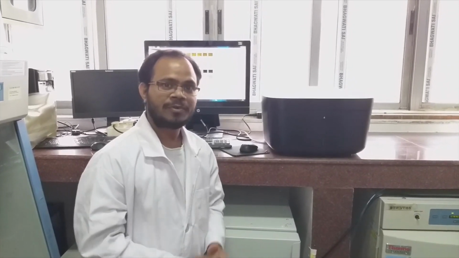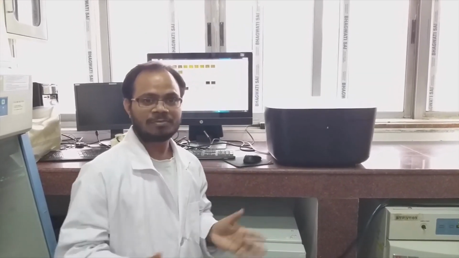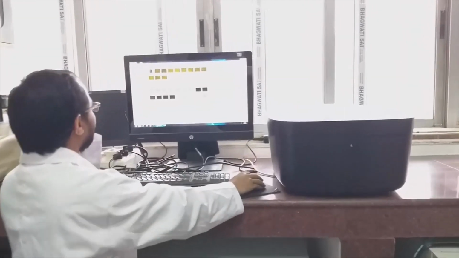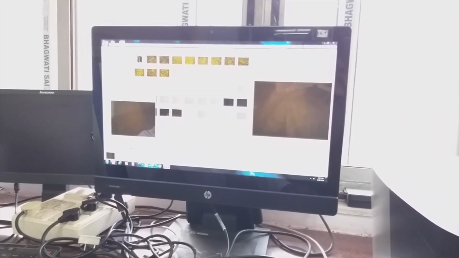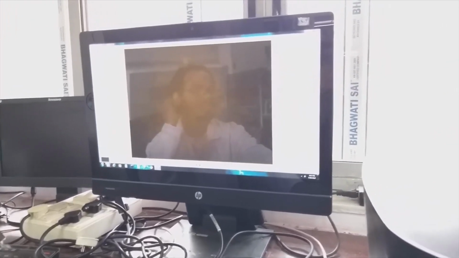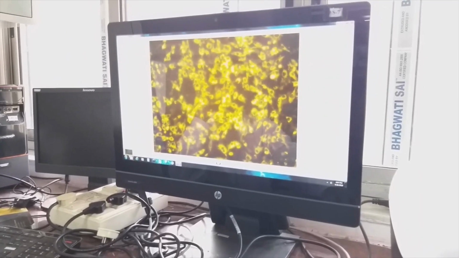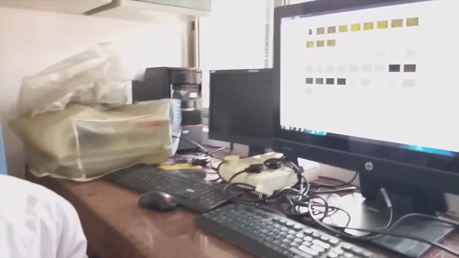We have successfully transfected the cells. Now we will try to analyze whether the transfection is successful or not. So I will show some of the images I have taken after this transfection. First of all, this is an image of non-transfected cells. We can see there is no fluorescence. When you see the transfected one, the cells will glow like this. So that means our transfection is successful.